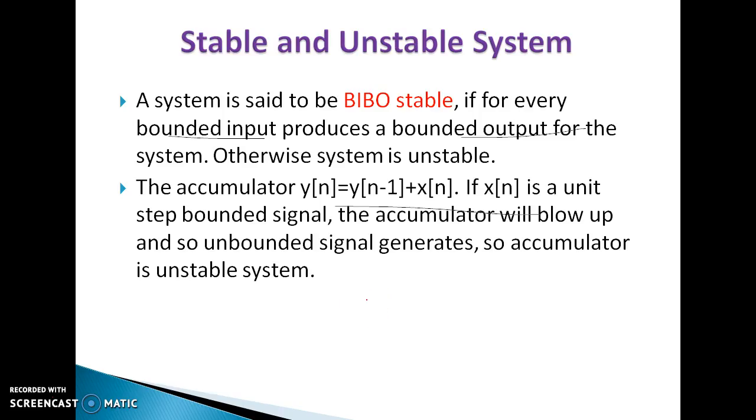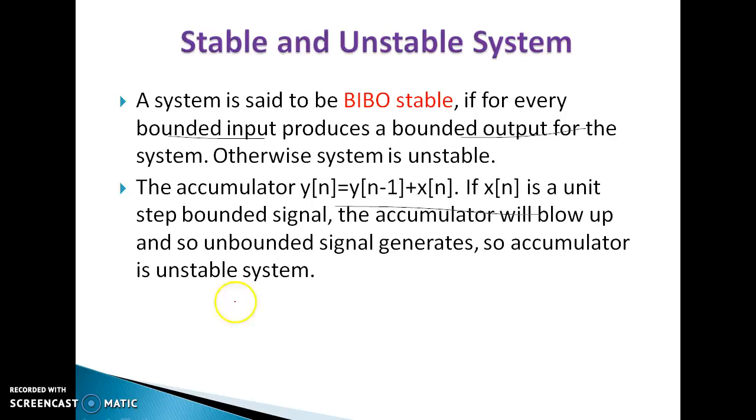Now the next type of system is the unstable system. A system is said to be bounded input, bounded output stable if every bounded input produces a bounded output of the system. It is necessary that every LTI system is stable, then we can work upon it. So stability is a desired property of the LTI, that is, linear time invariant system.